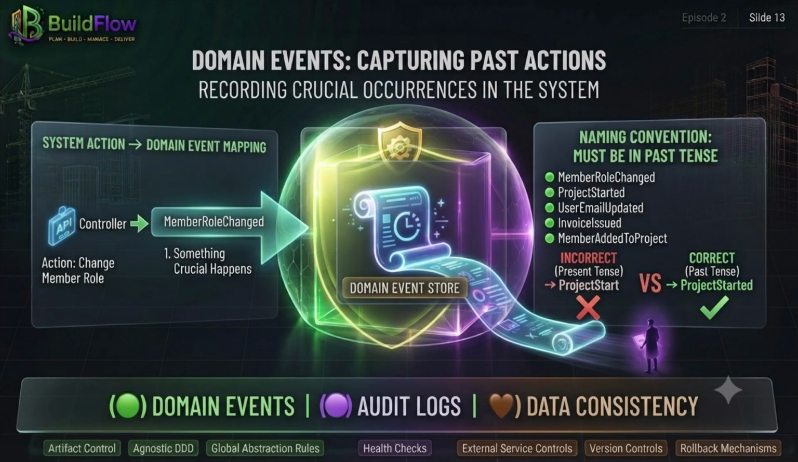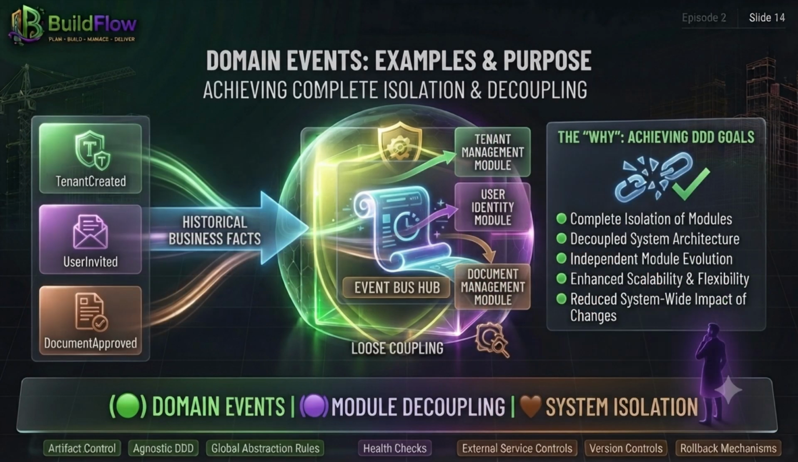The final concept we will lay down today is domain events. A domain event is a record of something crucial that has already happened in the system in the past, and since it has happened in the past, its name must be in the past tense. Examples from our project: tenant created, user invited, or document approved. These are all historical facts that occurred within our business.